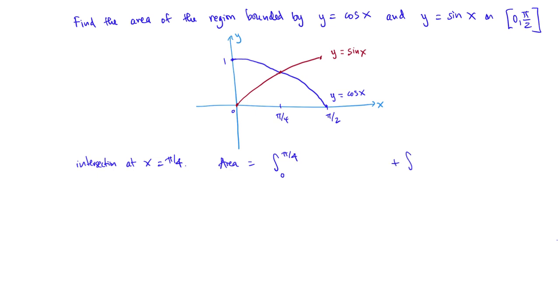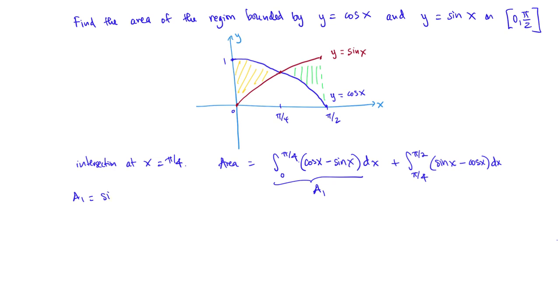Therefore, the area is the area of the two regions separated by pi over 4. We will end up with two definite integrals, one from 0 to pi over 4, another one from pi over 4 to pi over 2. In each of these integrals, we still need to set up the upper curve minus the lower curve. Between 0 and pi over 4, the upper curve is cosine of x, and between pi over 4 and pi over 2, the upper curve is sine of x.